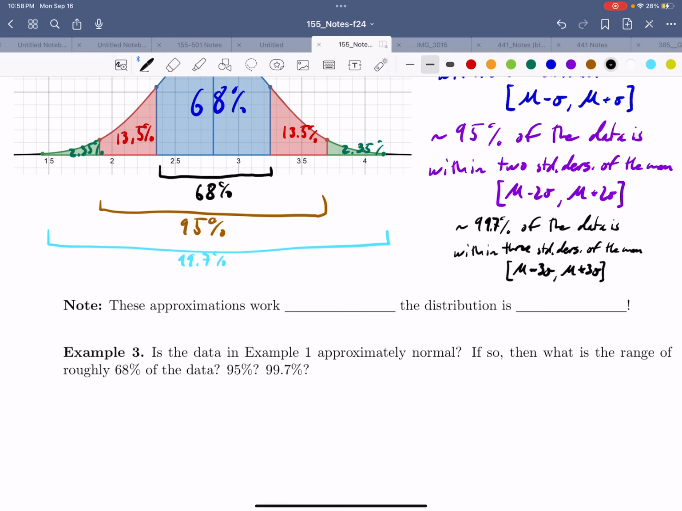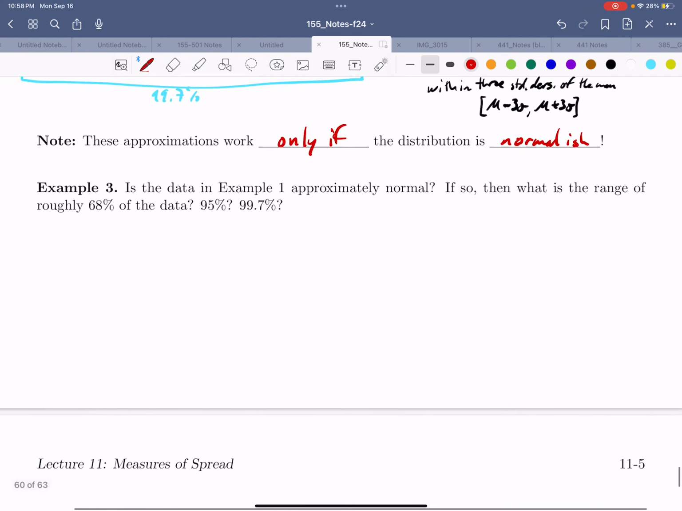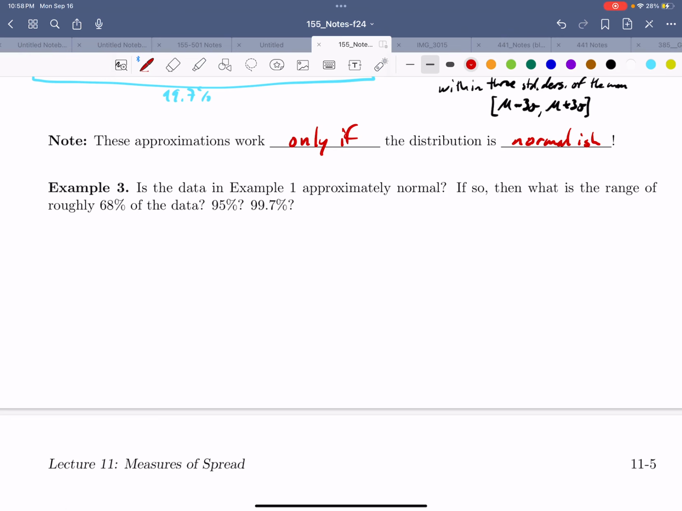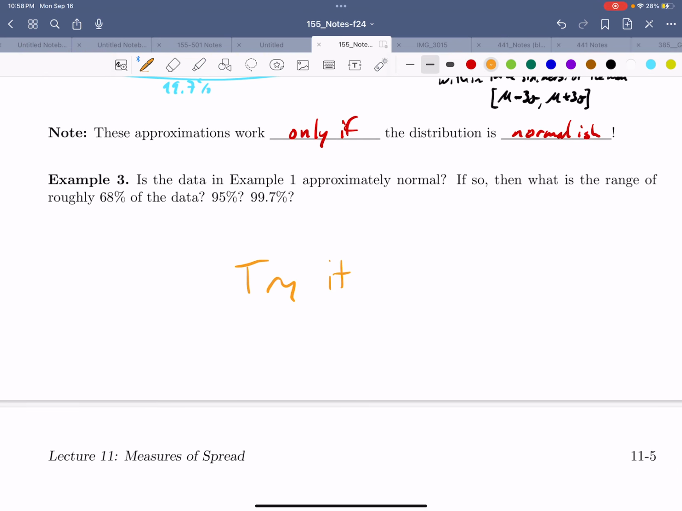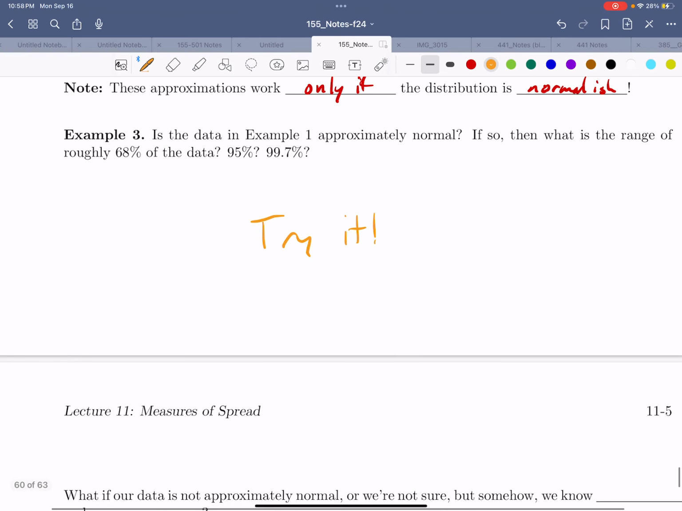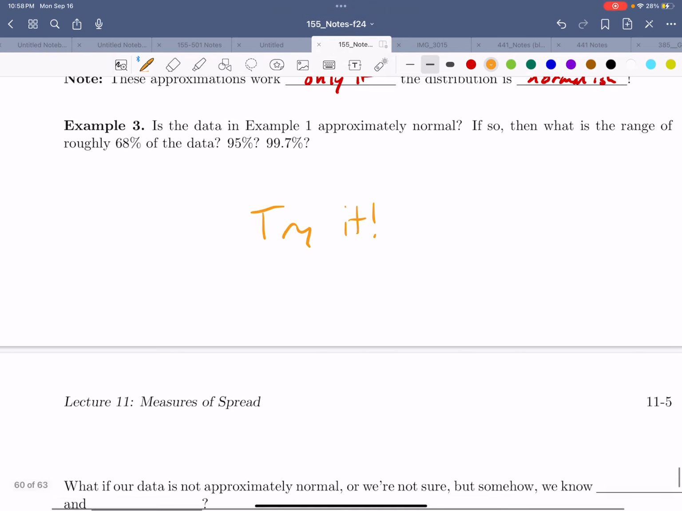Now, just want to note, these approximations work only if the distribution is normal. Whoops, oh my gosh, normal-ish, right? So, one thing you can try to do, you can go and look at the data in example 1, right? That temperature data. See what the range is, right? See what roughly 68% of the data looks like. 95, 99.7. Try that.